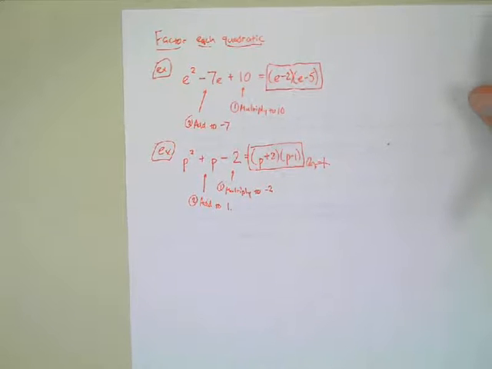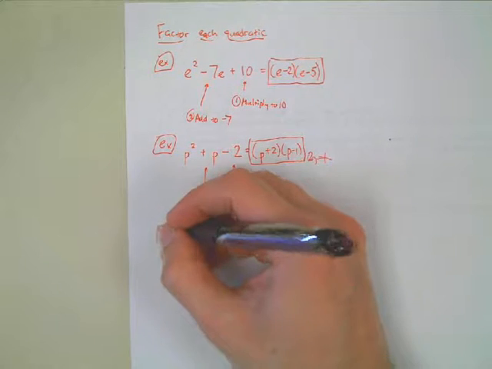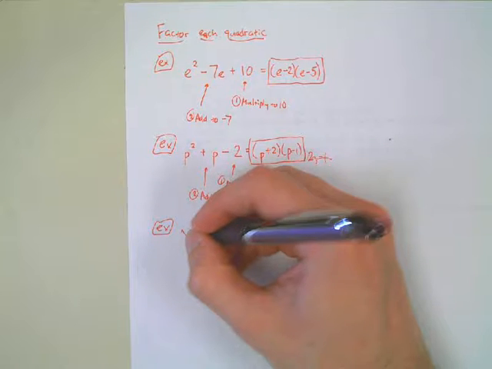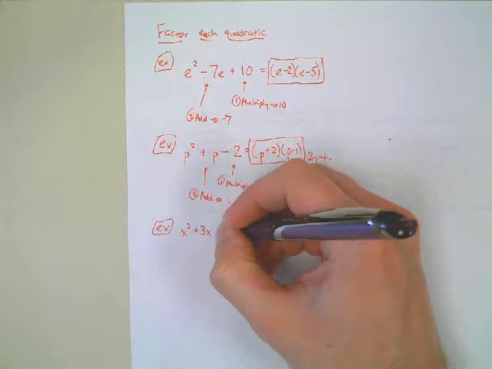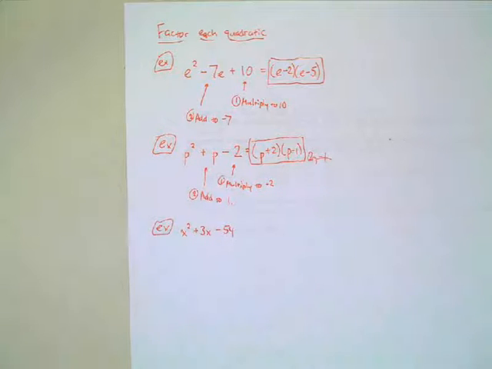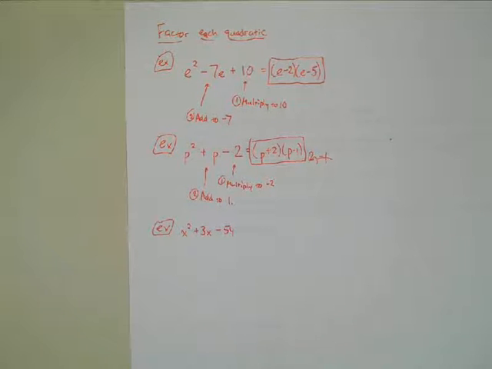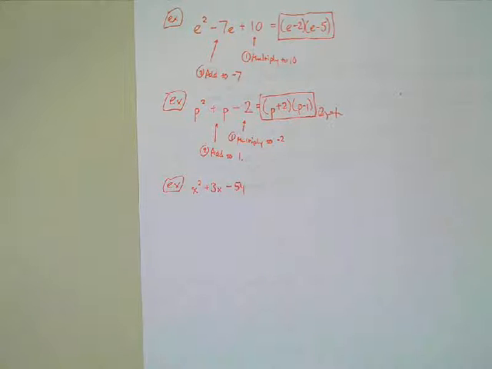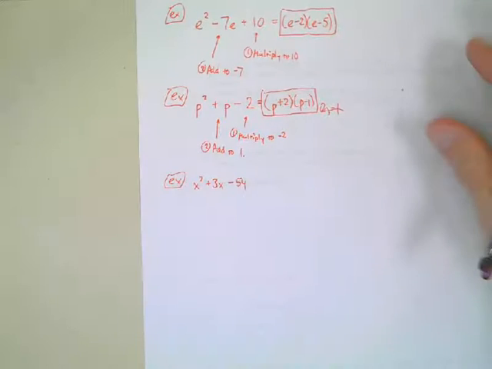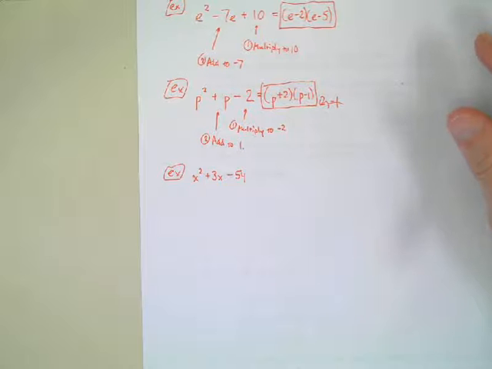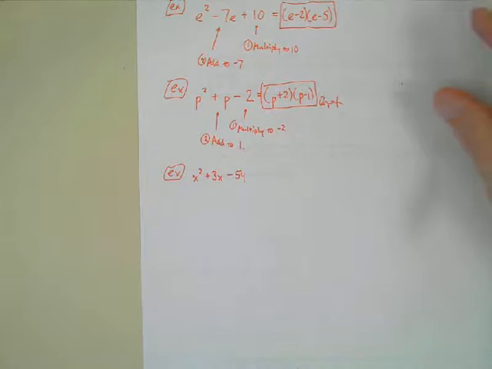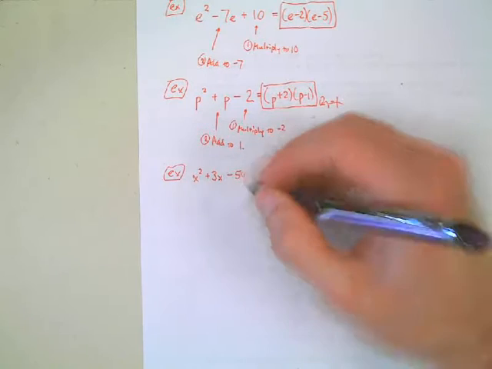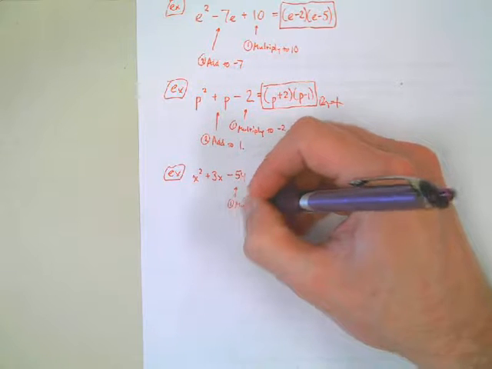All right, let's try another one. X squared plus 3x minus 54. Okay, so again we want to multiply to make negative 54 and add to make 3 here. Eli, let's have you try this one. Multiply to make negative 54, add to make 3. Can you come up with two numbers that multiply to make negative 54? If you need to use a calculator, that's fine.